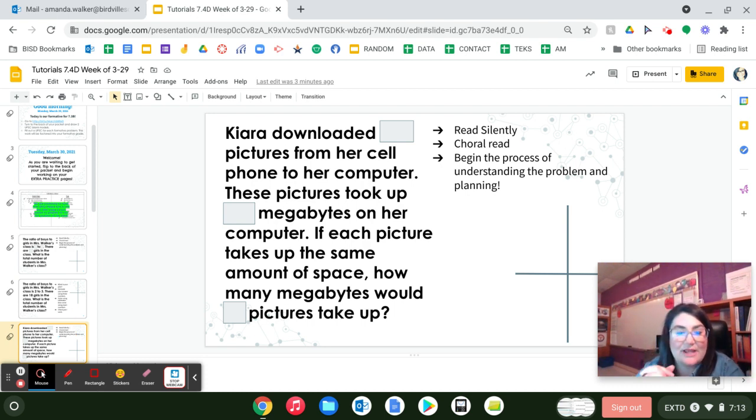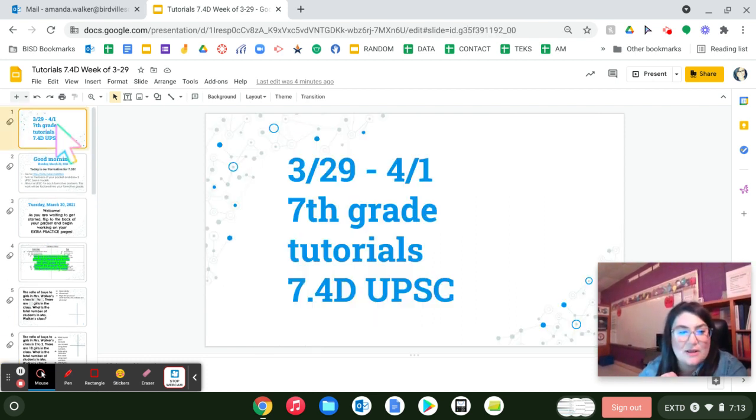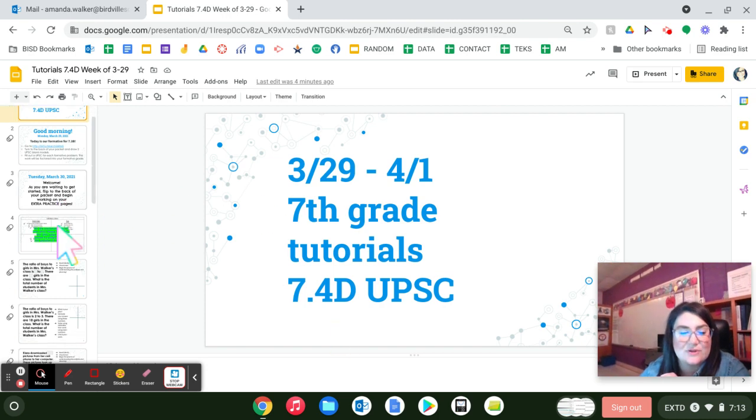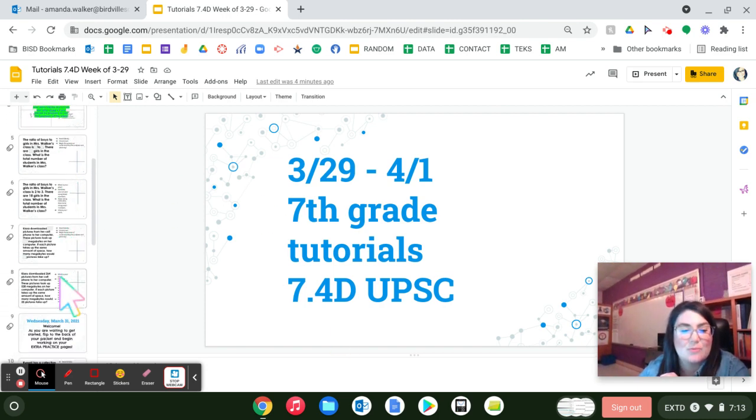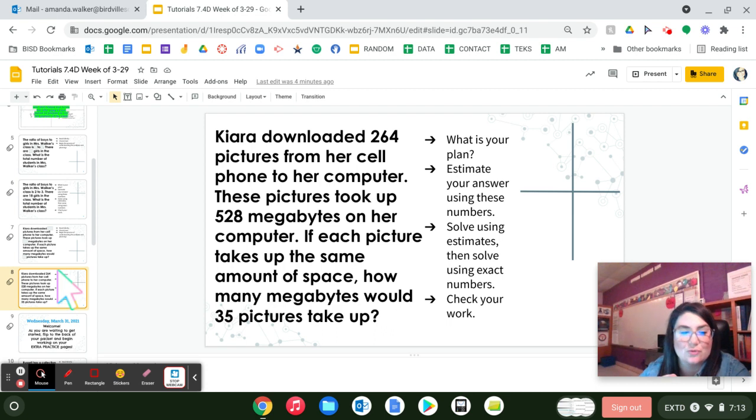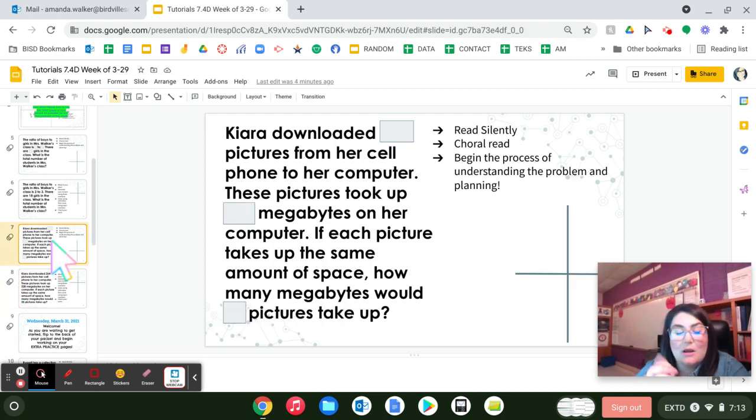Kira downloaded blank pictures from her cell phone to her computer. These pictures took up blank megabytes on her computer. If each picture takes up the same amount of space, how many megabytes would blank pictures take up? So again, we know that our standard this week is 7.4D. It deals with ratios, proportions, proportional reasoning. And it looks like we are going to be setting up a proportion.